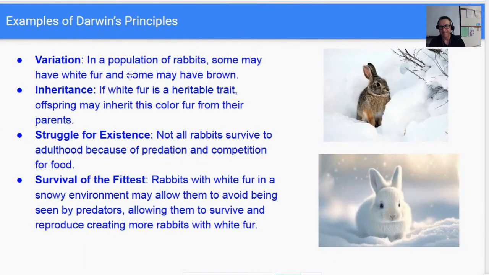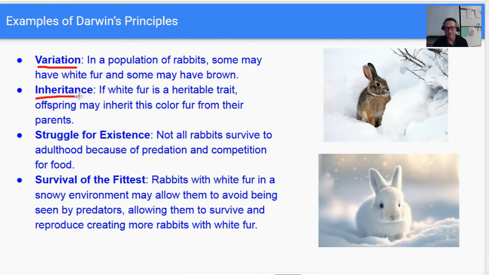All right, so now an example of Darwin's principles of evolution by natural selection. Remember, the first thing you notice is variation in a population. A population is all the members of one species in an area. In this case, we're talking about rabbits. We're not talking about coyotes or wolves. We're talking about a population of rabbits. And there's variation. Sometimes they have brown fur, sometimes they have white fur.